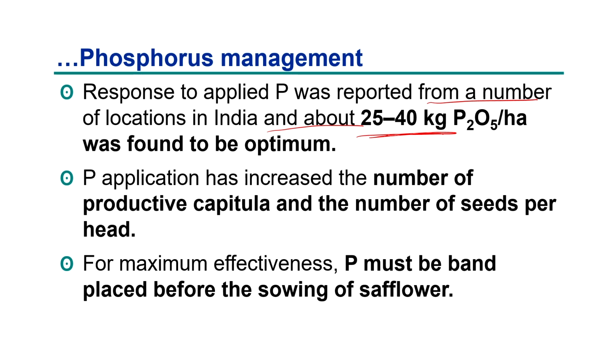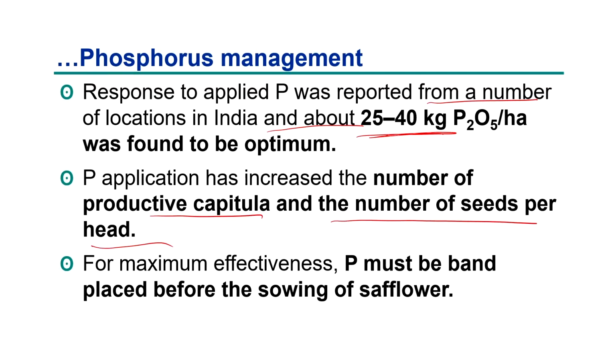Phosphorus application has increased the number of productive capitula and the number of seeds per head. So, in line with nitrogen's effect, it also increases the head number as well as seed number. For maximum effectiveness, phosphorus must be band placed before sowing of the safflower.